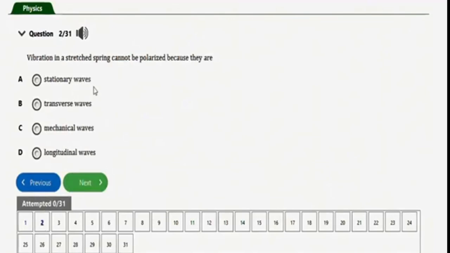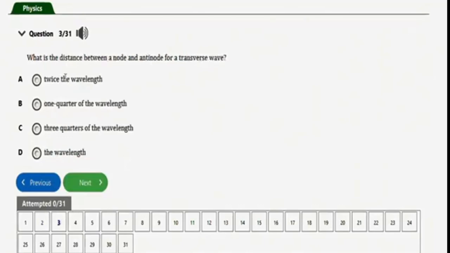It says vibration in a stretched spring cannot be polarized because they are option A, stationary waves, transverse waves, mechanical waves, longitudinal waves. The correct option in this question is option D, which is longitudinal waves. Alright, so that's it for this question. Let's go to the next one, which is this question.